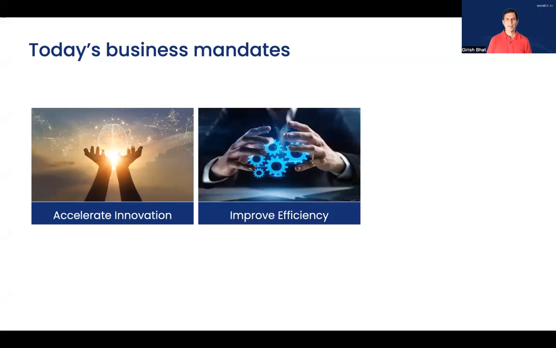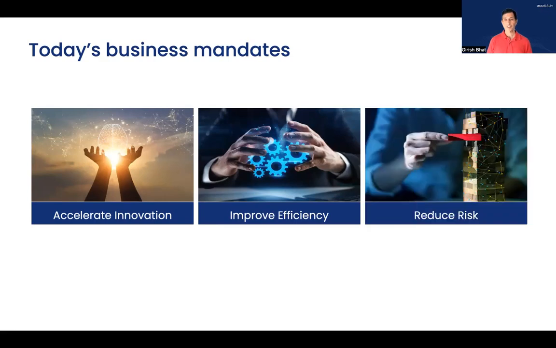The second key mandate for enterprises is, how do we gain operational efficiency? Efficiency could be across all functions. It could be a process efficiency. It could be a people efficiency. It could be a tech efficiency. It could be across anything that's relevant in a modern enterprise today. And the third mandate, which we often hear about, is how do we mitigate or minimize risk across the company?